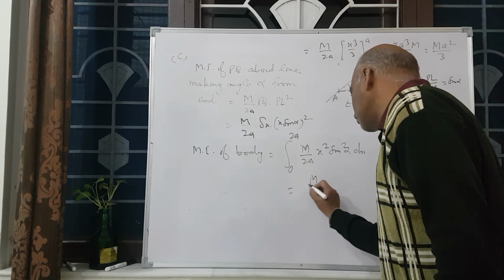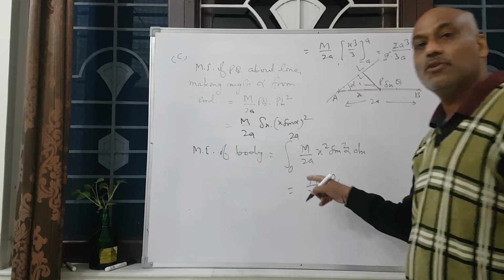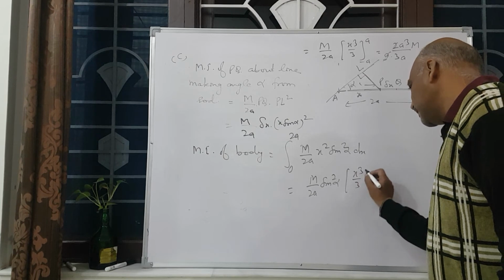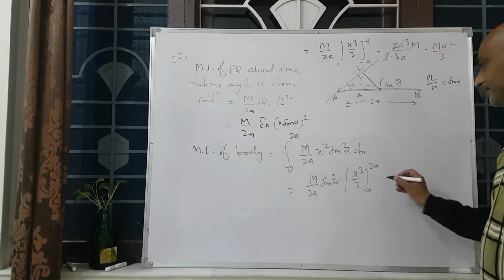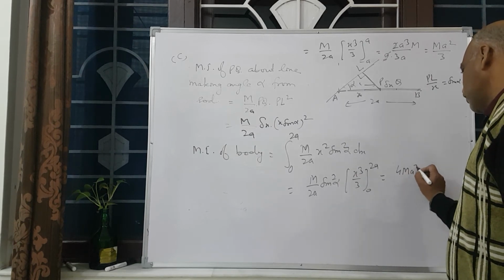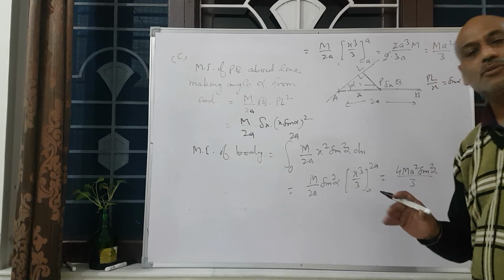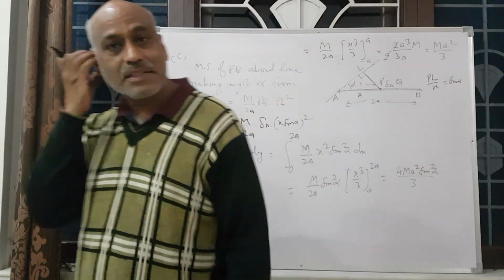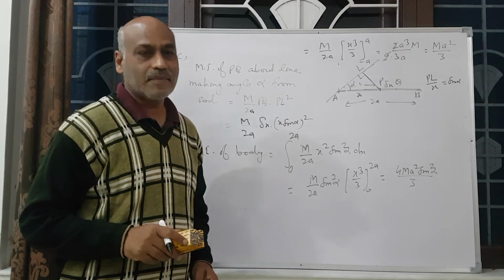So m upon 2a sine square alpha is taken outside, x cube by 3, from 0 to 2a, gives 4 m a square sine square alpha by 3. So this is the moment of inertia about a line which passes through one end of a rod and makes an angle alpha.